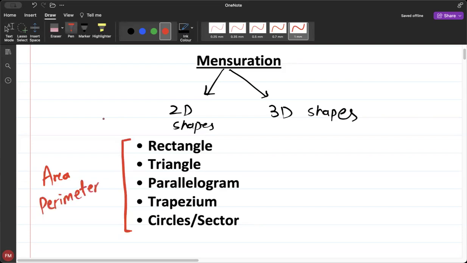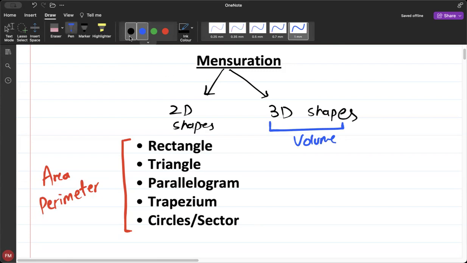A lot of students get confused. What about volume? Volume doesn't exist for 2D shapes. The word volume only exists for 3D shapes. So when you come across a 2D shape, just bear this in mind, you can't have volume of a triangle or volume of a rectangle. It's not possible. There's only one thing that's known as area, or they might ask you to figure out the perimeter.